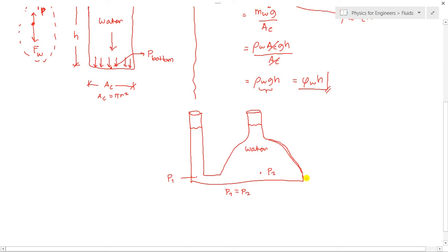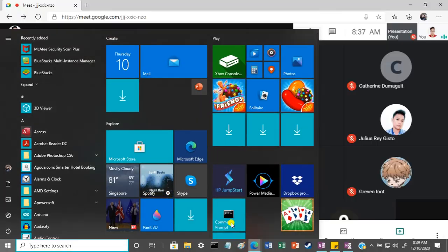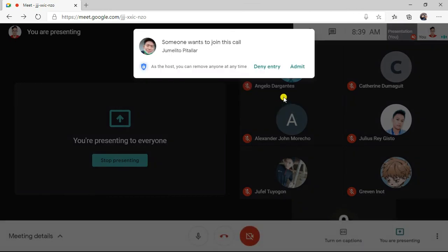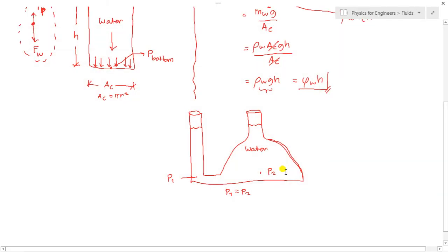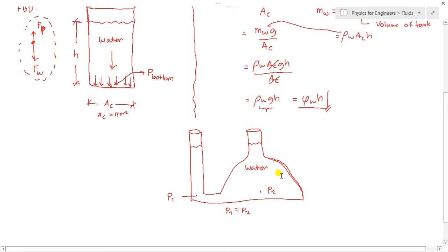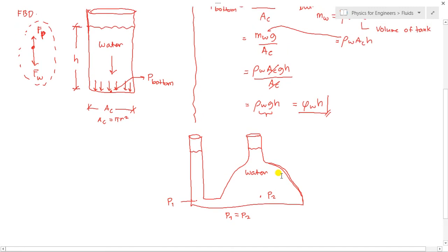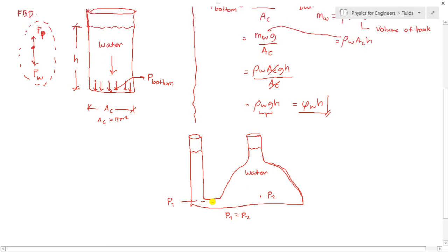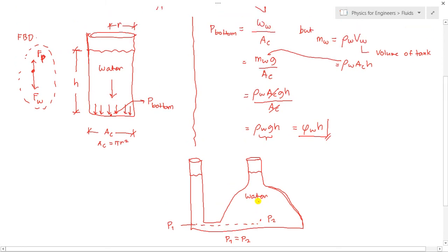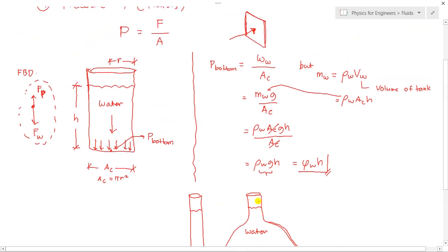But again class, take note that the formula for the pressure is just equal to the product of the specific weight of the fluid multiplied by the height of that fluid. Since the level at point 1 and point 2 is the same, their height is also the same. So therefore they exert equal pressure.